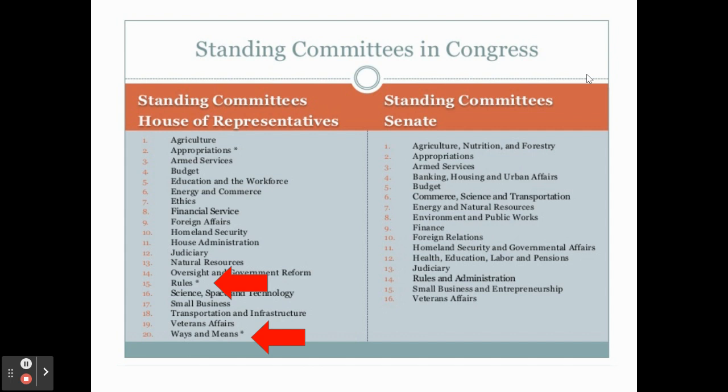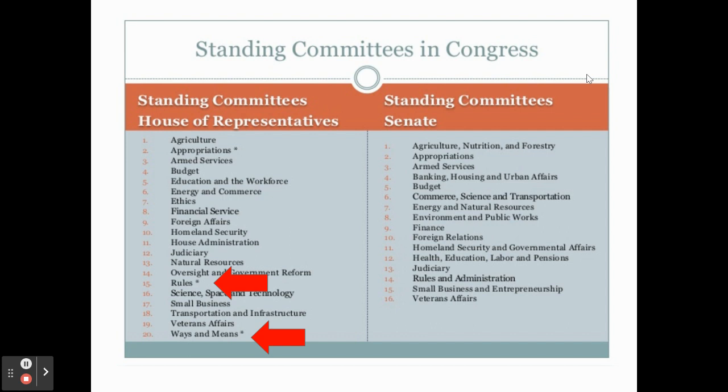And the Rules Committee, because there are so many more reps than there are senators, there are a lot more rules for debate in the House of Reps, which we'll talk about more in another video. So the Rules Committee is significant because it establishes the ground rules for debate for all of the bills as they move forward. So what are the conditions for debate?